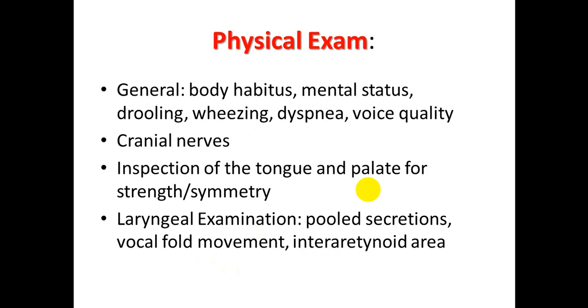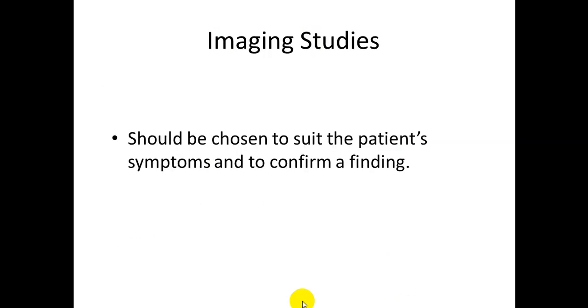Physical examination: generally body habitus, mental state, drooling of saliva from the mouth, wheezing, dyspnea and shortness of breath, voice quality, very important. Cranial nerve examination to exclude central cause of dysphagia. Inspection of the tongue and palate for symmetry to exclude motor neuron diseases. Pharyngeal examination: pooled secretions, vocal cord movement, to exclude any mass or pathology in this area.